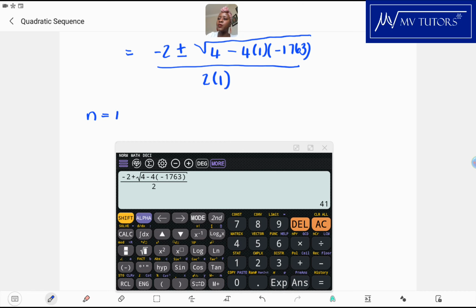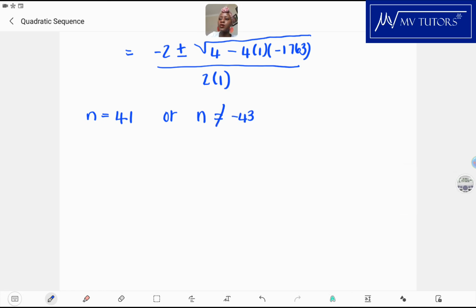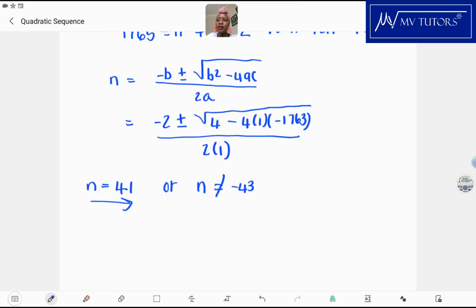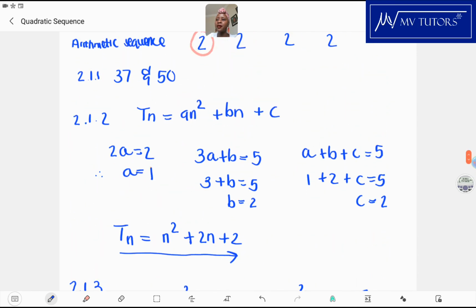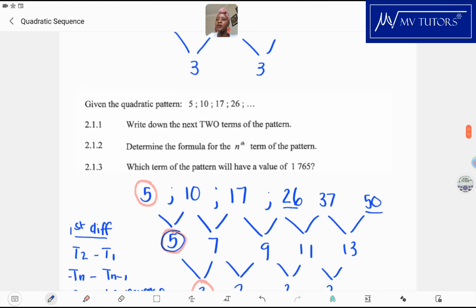Okay, so I have 41, because the quadratic formula, I'm expecting 2 solutions. So if I were to have a negative there, I have negative 43. Okay, so clearly this is not the solution, and then we would need 41 terms in order to get to 1765. Okay, and that is the last question for question 2.